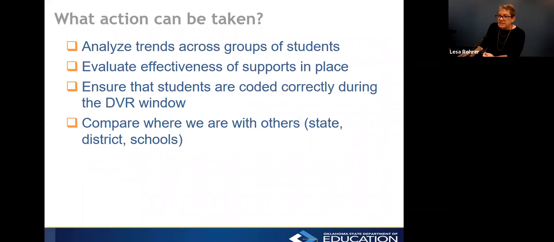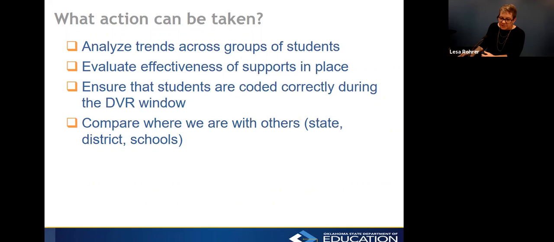What do we do with this data? Analyze trends across groups of students. Is there a group that's performing less? And if so, what can we do to help them? Ensure that students are coded correctly during the DVR window, and compare where we are with others.